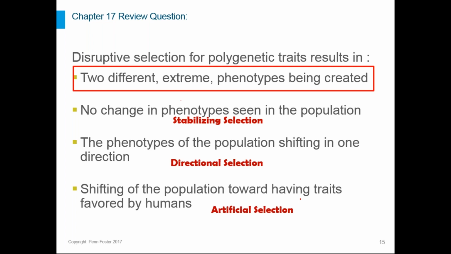So these three wrong answers: if there's not really any change, that's stabilizing, it's keeping it towards the average. If it all shifts in one direction, it's going to be directional selection. So either the whole population shifts to be bigger or smaller. And then we didn't really talk about this, but it's in the book. Artificial selection is having traits favored by humans.